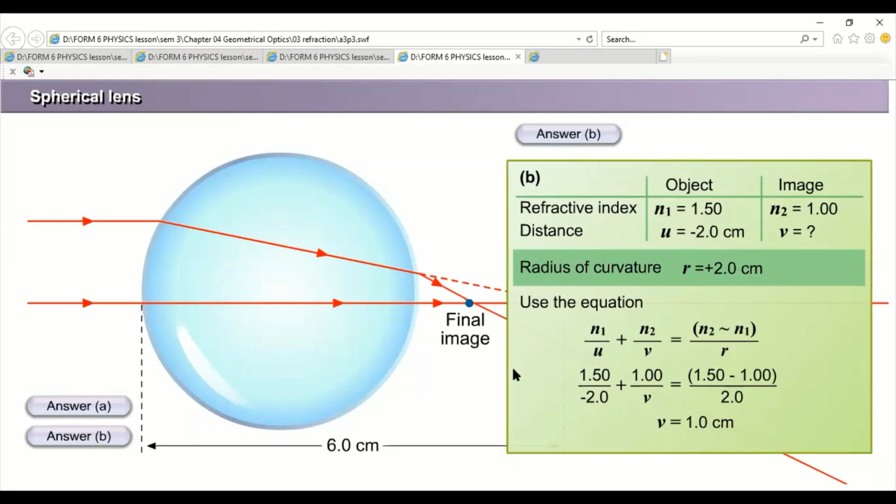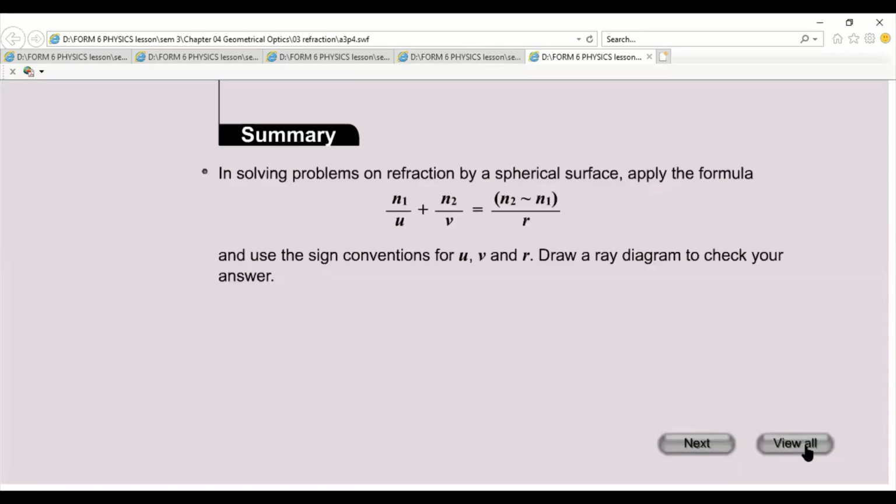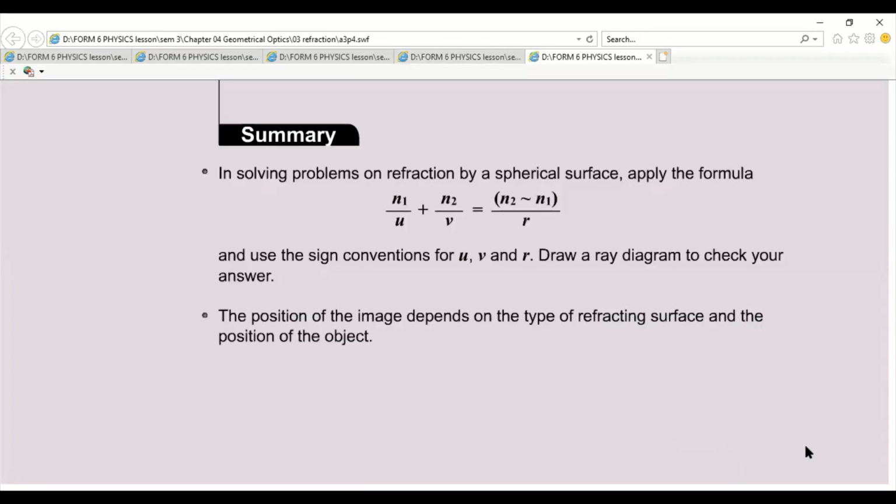As a conclusion, we can say that in solving problems of refraction by a spherical surface, apply the formula n1 over u plus n2 over v equal to n2 minus n1 over r, where n2 is greater than n1. If n1 is greater than n2, this means you use n1 minus n2 over r, and use the sign convention for u, v, and r. Draw a ray diagram to check your answer. The position of the image depends on the type of the refracting surface and the position of the object.